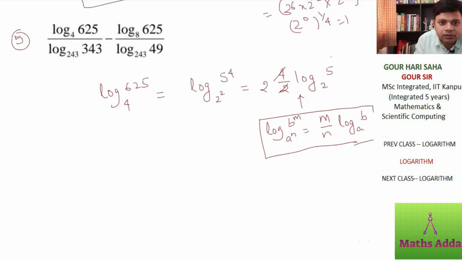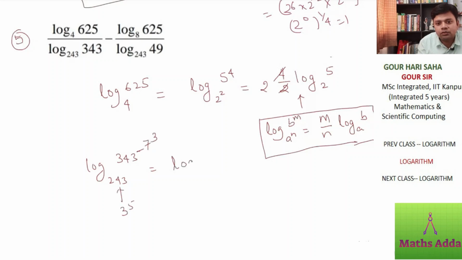Similarly, simplify this one. Below one, log of 343 base 243. 343 is 7 cube. And this is 3 to the power 5. So this simplifies to log of 7 cube base 3 to the power 5. Apply same formula here, and then what you get? It is log of, so 3 by 5 will go outside. It becomes log of 7 base 3. Second term is simplified.